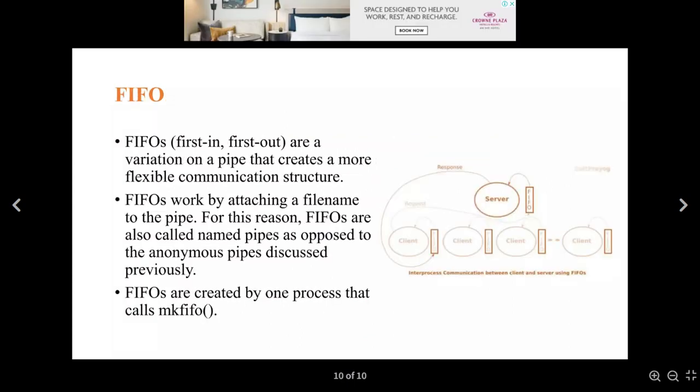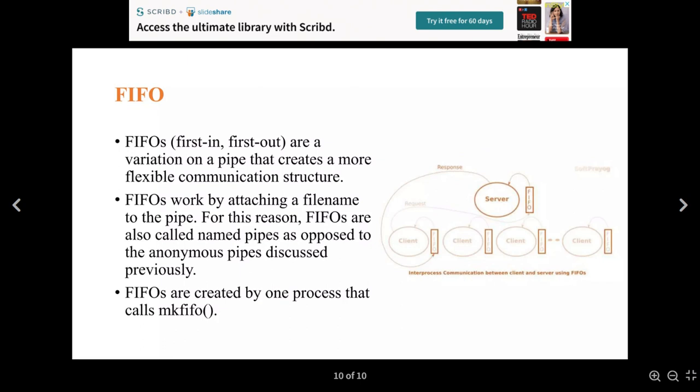Okay, students. Now, we have discussed that interprocess communication between the client and server will take place using message queue. This message queue will always follow the principle of a queue. What is the principle of a queue that you have learned in data structures? First in, first out, or a variation on a pipe that creates a more flexible communication structure. Whatever data is sent first into the pipe will be the data that comes out first. FIFOs are created by one process that calls mkfifo. mkfifo is like instructing the message queue to follow only FIFO order. So, as you all know, the queues created in the message queue will always follow FIFO order.